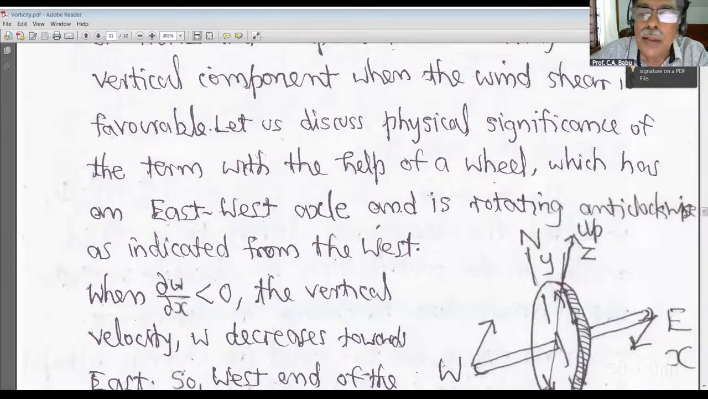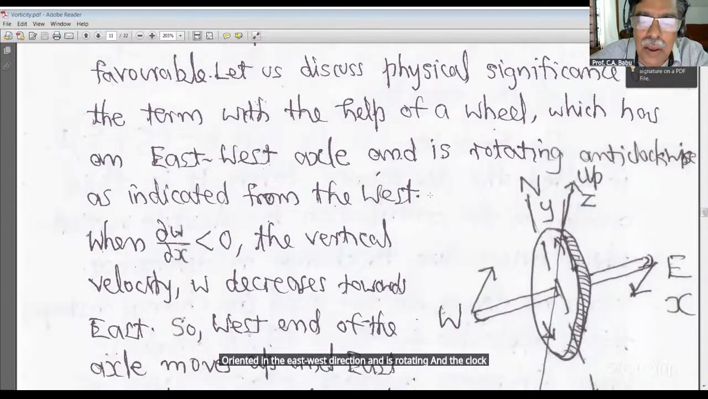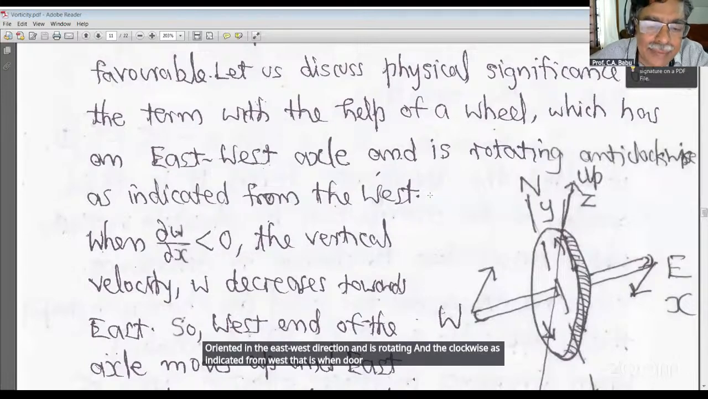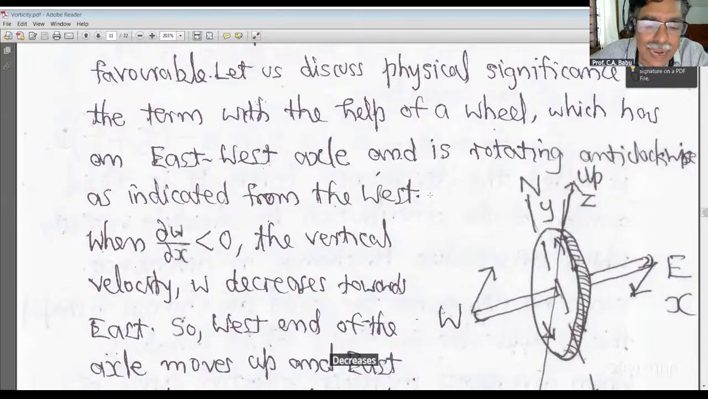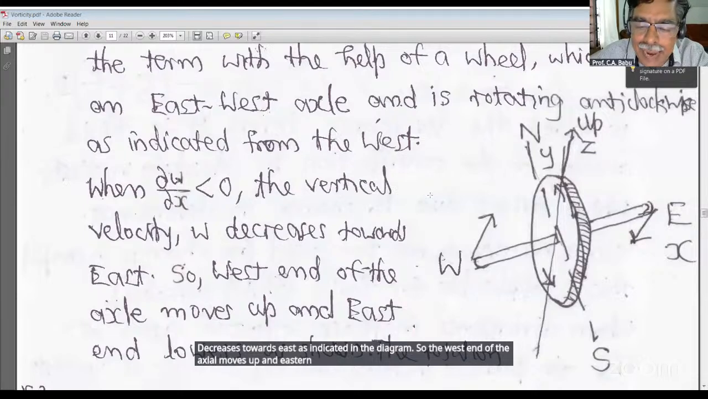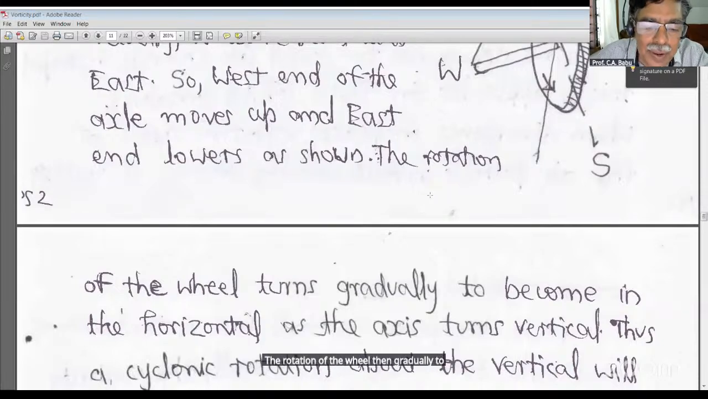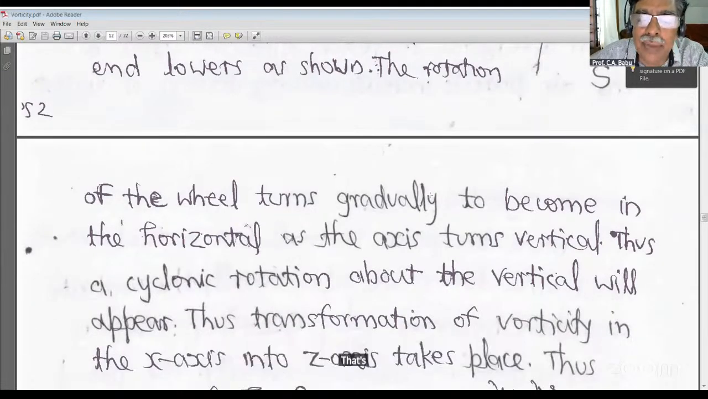So at present, the wheel is fixed in an axle oriented in the east-west direction and is rotating anti-clockwise as viewed from west. That is, when dou w by dou x is less than 0, the vertical velocity w decreases towards east as indicated in the diagram. So the west end of the axle moves up and east end lowers. The rotation of the wheel turns gradually to become horizontal as the axis turns vertical. Thus, a cyclonic rotation about the vertical will appear during the course of time.